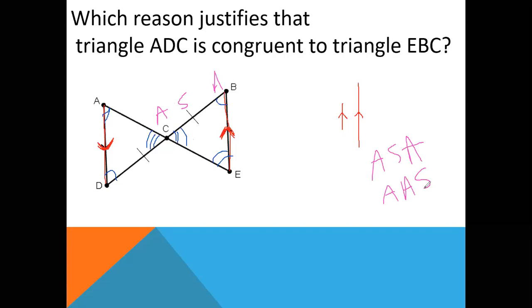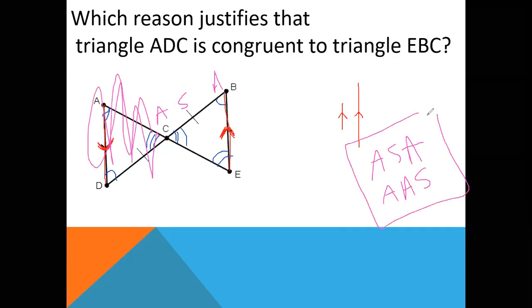The other answers are not correct. Side, side, side is not correct. Side, angle, side is not correct, because notice you're only supposed to look at one of the triangles when you're coming up with your answers. If I only look at one of the triangles, how many sides are marked? One. So you can only have one S in your answer. Okay.